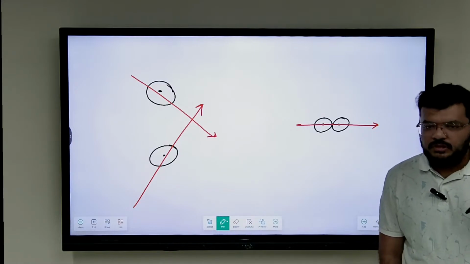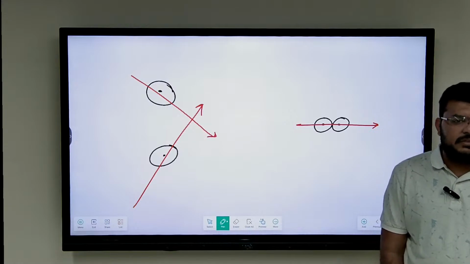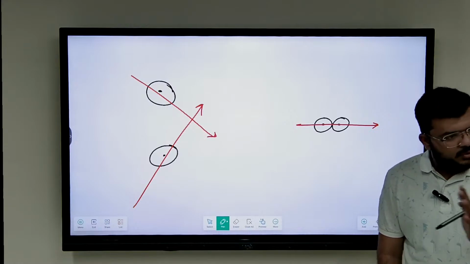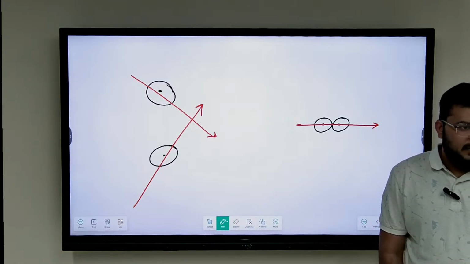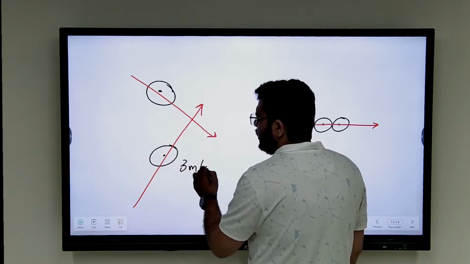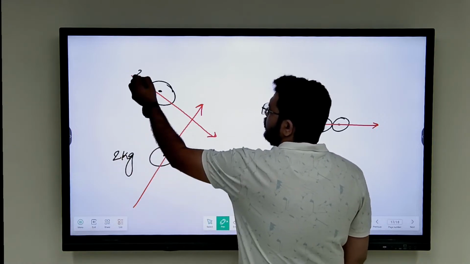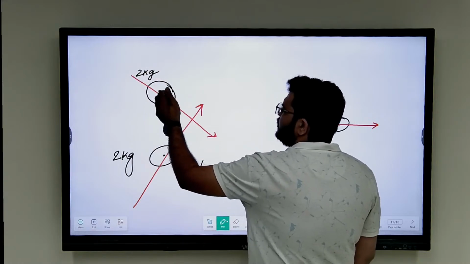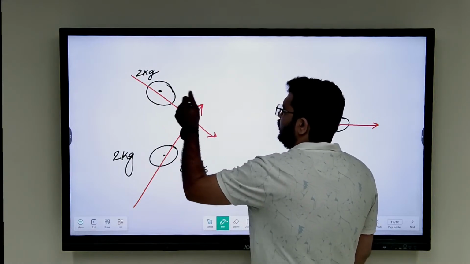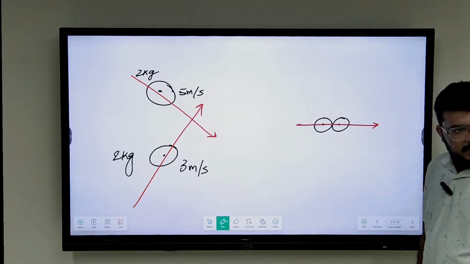This comes from the third law of motion. We don't need to go into that. Just simply remember that the momentum before collision is equal to momentum after collision. So what will you do? Let's say this is 3 meters per second, and it has a mass of 2 kg. This also has a mass of 2 kg and has, let's say, 5 meters per second of velocity.